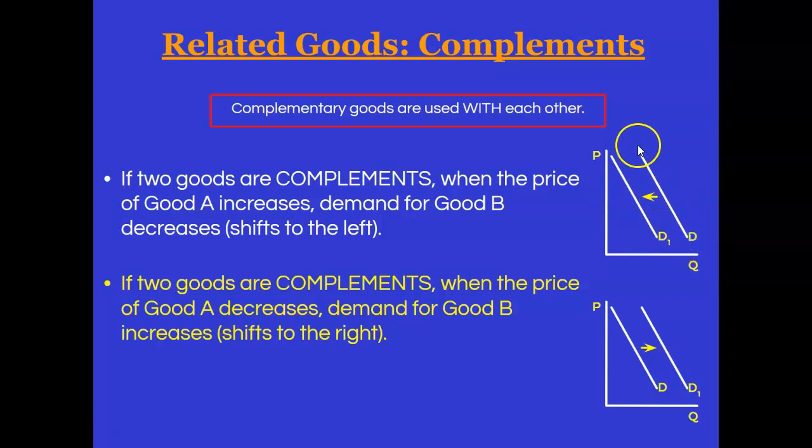So if tennis rackets become super expensive and fewer people are playing tennis, then the demand for tennis balls is going to go down. If two goods are complements, when the price of good A decreases, demand for good B will increase or shift to the right. So likewise, if you have tennis rackets becoming really affordable and you have tennis courts that are open, then the demand for tennis balls is going to go to the right.